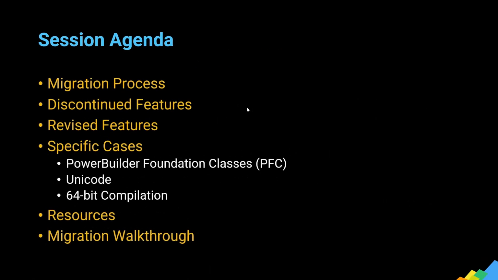And then this is the agenda. So I'm going to look at the migration process. We're going to look at some of the discontinued features that have occurred throughout time, so that depending on what version of PowerBuilder you're coming from, you'll know what you're going to need to address. We'll also look at revised features. And then we're going to look at some specific cases, some of the areas that, when you're doing a migration forward, take perhaps the largest amount of time to deal with. Then we're talking about some resources for doing the migration, and then I'm actually going to walk through a migration for you.